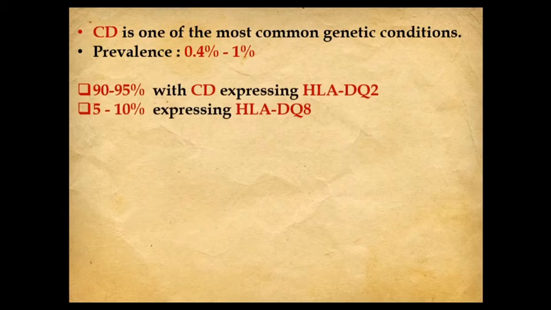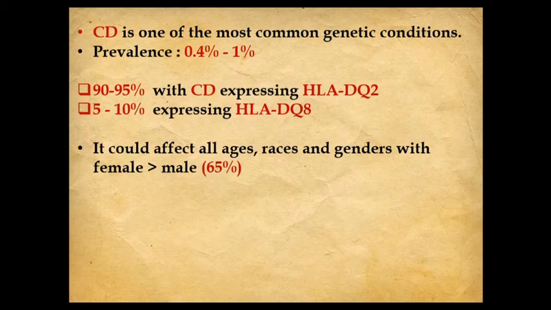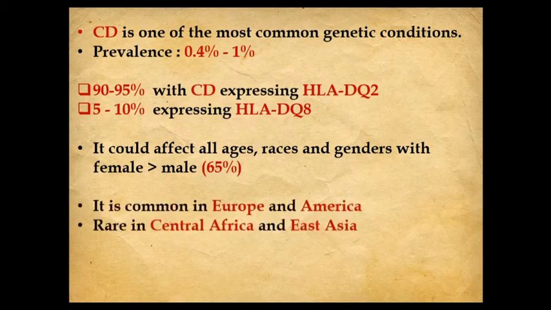In 90 to 95% of celiac disease patients, there is expression of HLA-DQ2, while in 5 to 10% of them, they express HLA-DQ8. Celiac disease can affect all ages, races and genders, with a slight female predominance, 65% more than males. And as we say, it can present at any time after gluten is introduced in the diet.